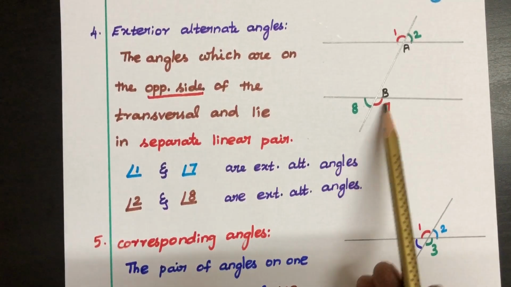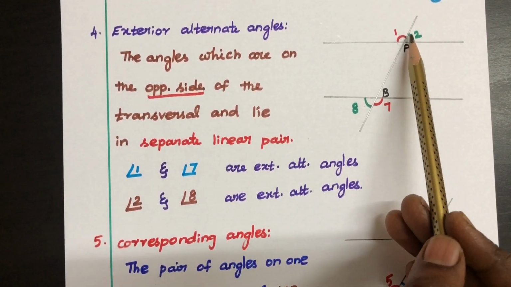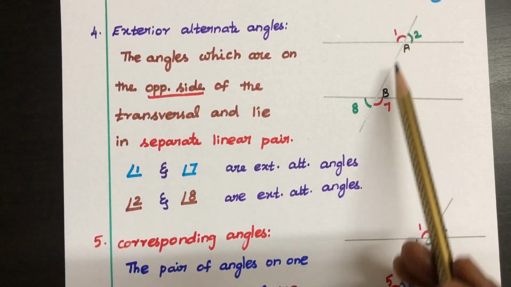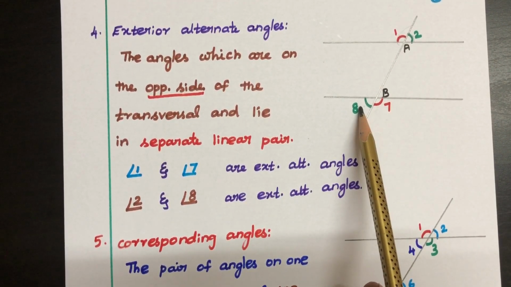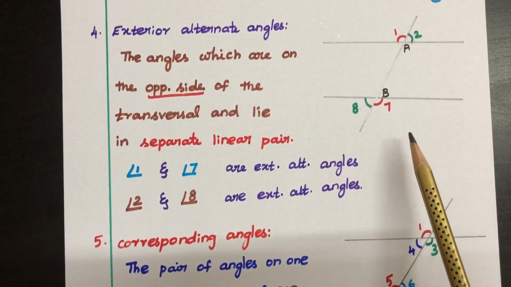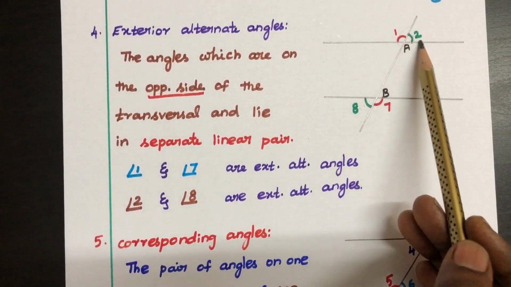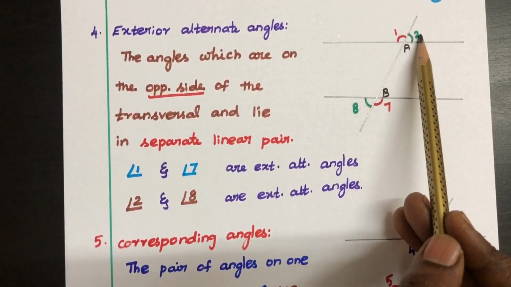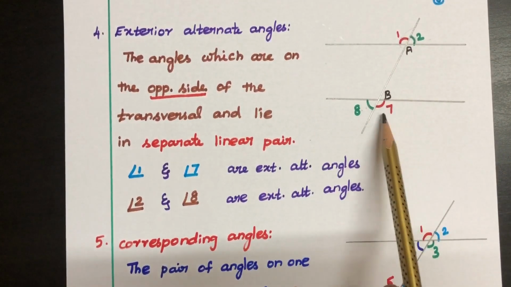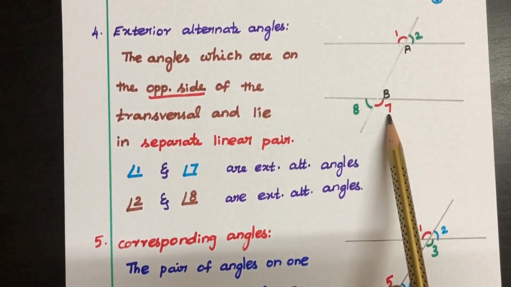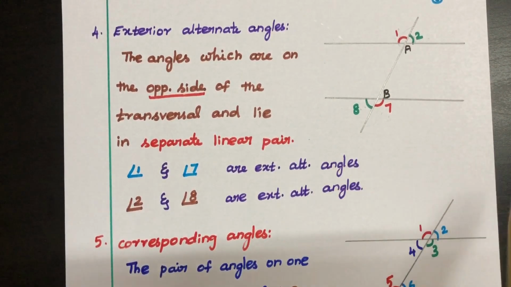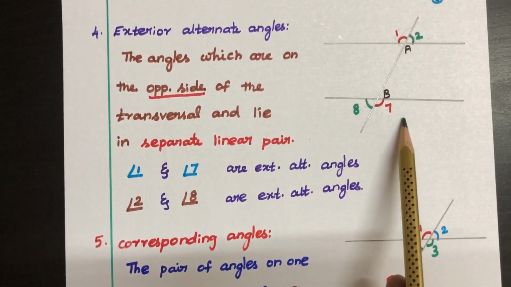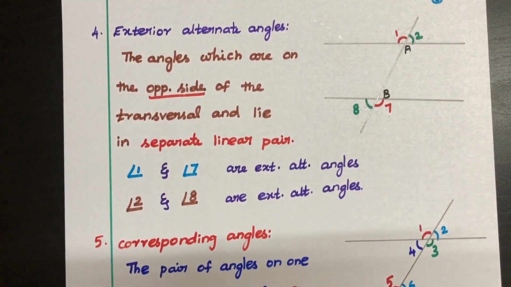The angles which are on opposite side of the transversal line. This is the transversal line. Here it is opposite, right? Opposite side of the transversal line and in separate linear pair. They are not in the same linear pair. These two make a linear pair, right? But opposite, separate linear pair. 1 and 7 are separate linear pair. 2 and 8 are separate linear pair. So, these make exterior alternate angles.